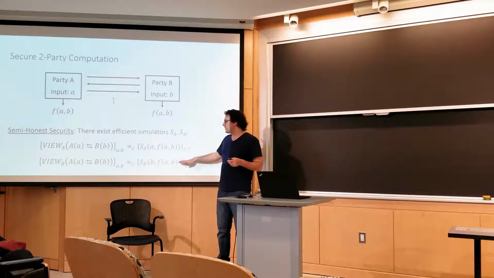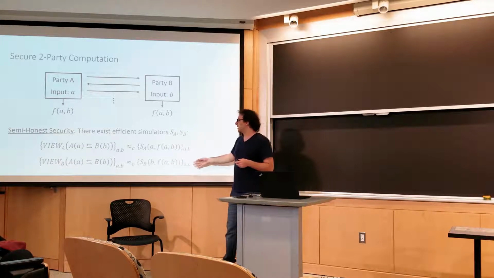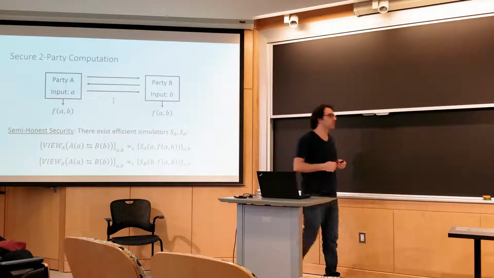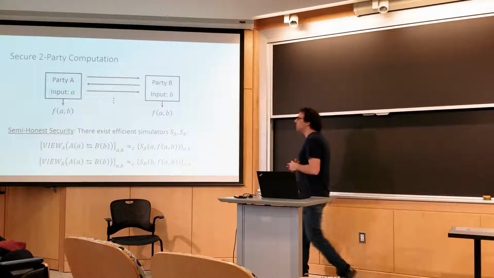Question about this? So the second row is just analogous from the other side. Party B cannot learn more than what can be simulated from the input and output. Any questions about this?